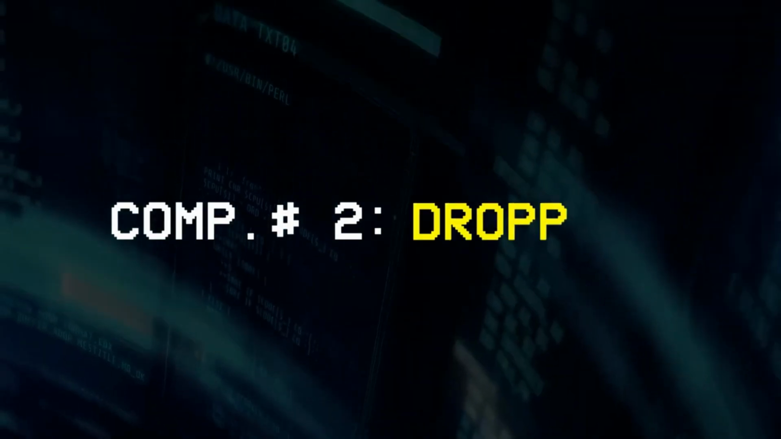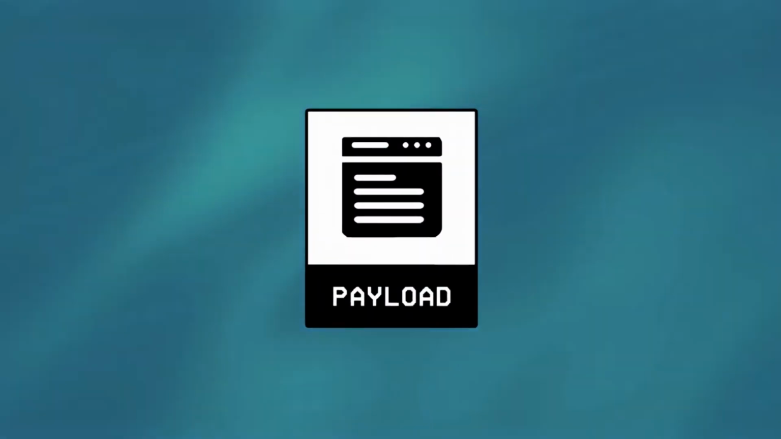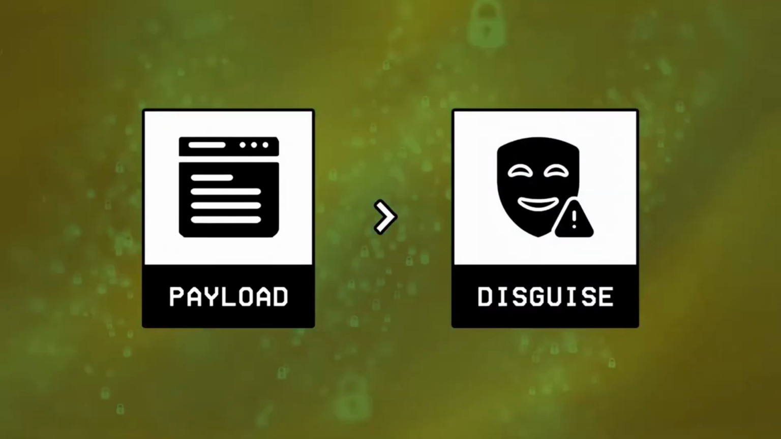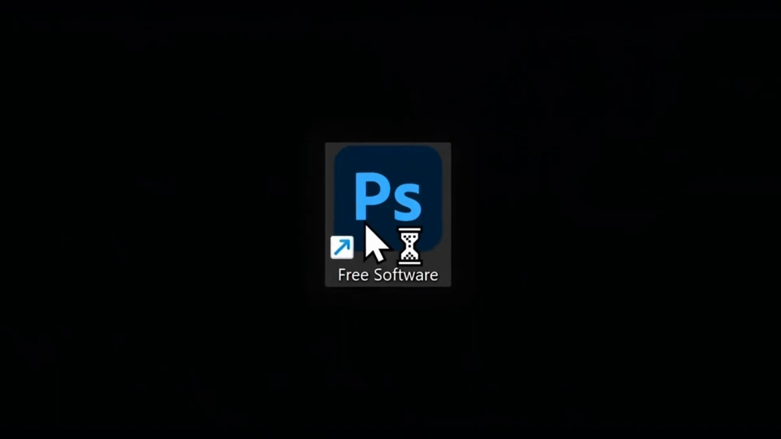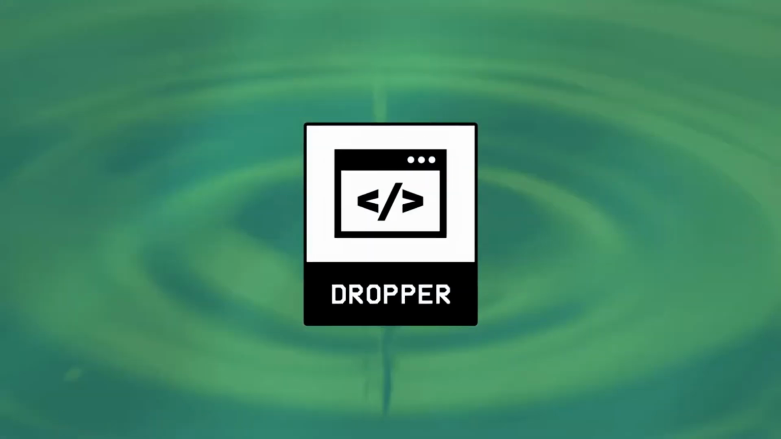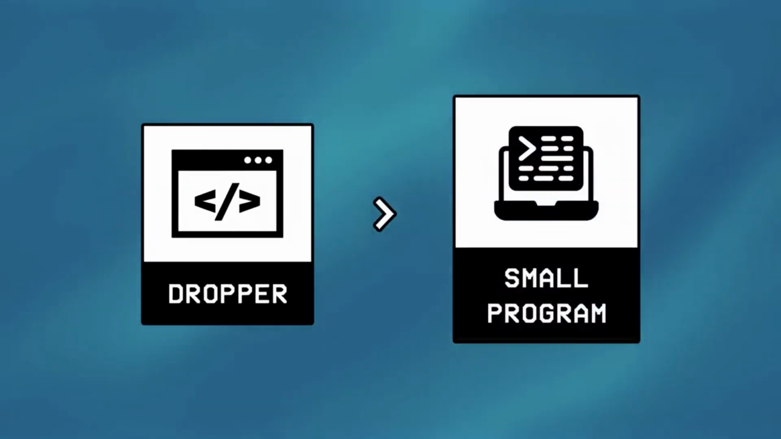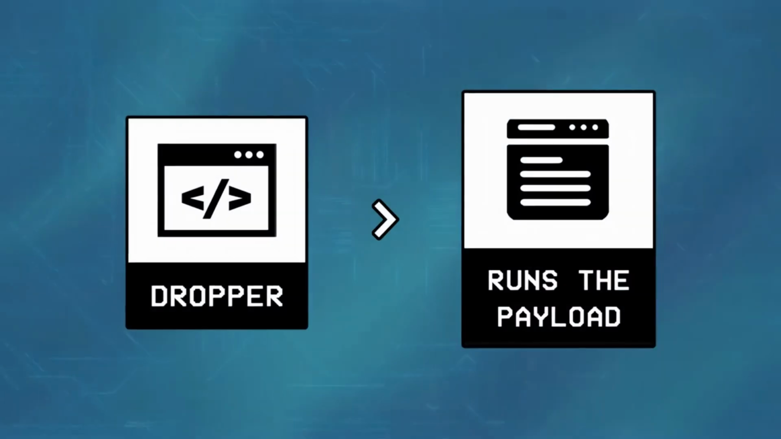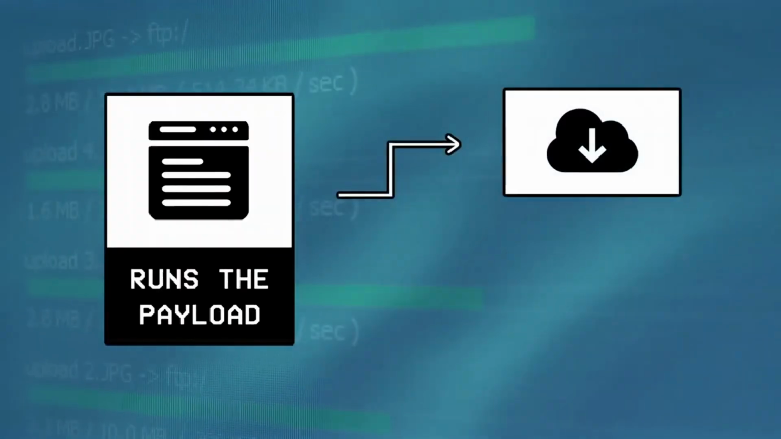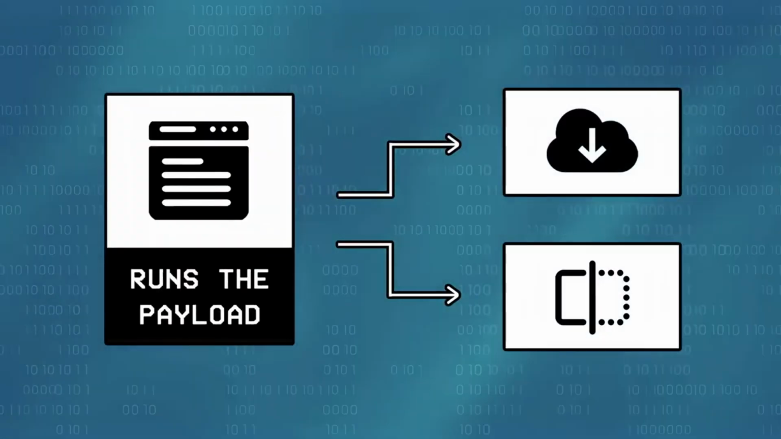Component number 2, droppers. Okay, so after a payload is modified, hackers would then need a way to disguise it, and trick the user into running it on their computer. This is where a dropper comes into play. A dropper is basically a small program that, once executed, runs the actual payload in the background, either by downloading it from a web server, or by decoding it from within itself.